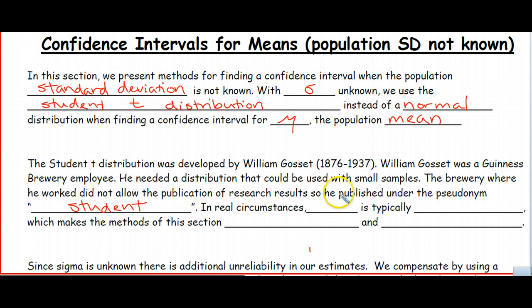In real circumstances, we don't usually know sigma, so sigma is typically unknown, which makes the methods of this section realistic and practical. And if you notice, we're not even going over when we do know the population standard deviation, because more times than not we just don't know it. So it's better for us to just study this one.